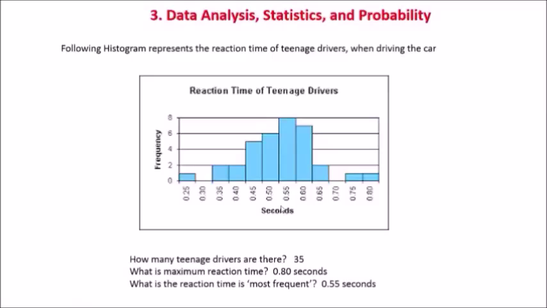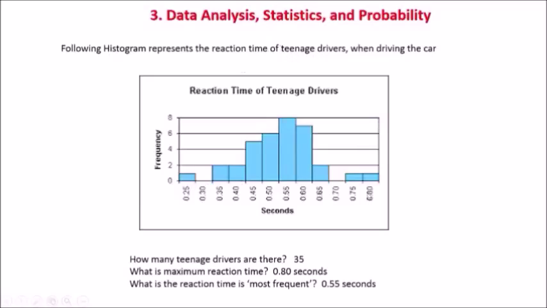The reason this looks like a bar chart but is called a histogram is that on the x-axis, we have the actual data, right? We've got a lot of numbers. We don't have categories like continents, you know, Asia, America, like that. Whenever you have actual numbers, data, on the x-axis, and then you have bars, it's called a histogram, okay? So what is the data on the x-axis here? It's the reaction time of teenage drivers when driving a car, okay?